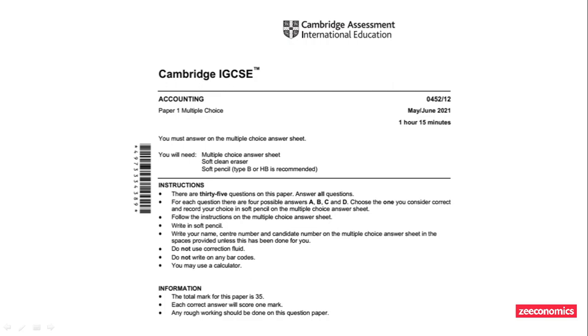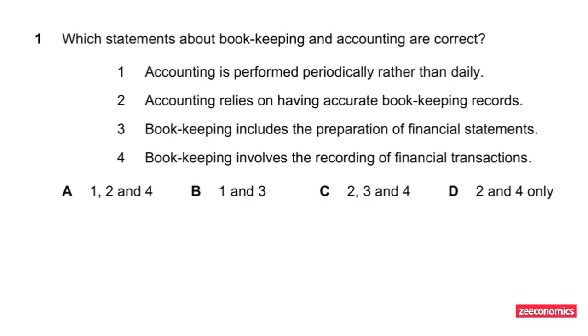And in today's video, I'm going to talk about the Paper 1 multiple choice exam for accounting, Cambridge IGCSE level, period May-June 2021. Okay, so here we go for the questions. Number 1, which statements about bookkeeping and accounting are correct?